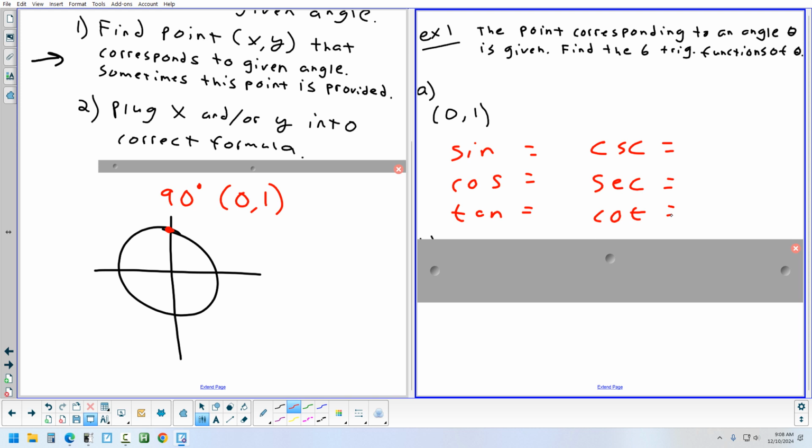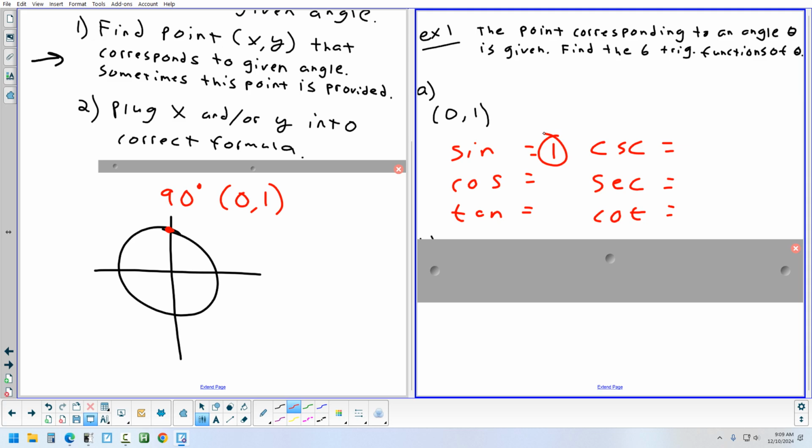Cole, what's my formula to find the sine? You don't remember? Do you have it in your notes? No. Can anyone help him out? Waylon, what's the formula to find the sine? Sine theta equals y. Yep. So we get the y value. What's the y value in the coordinate they gave us? 1. Yeah. Perfect. So that's it. The sine is 1.